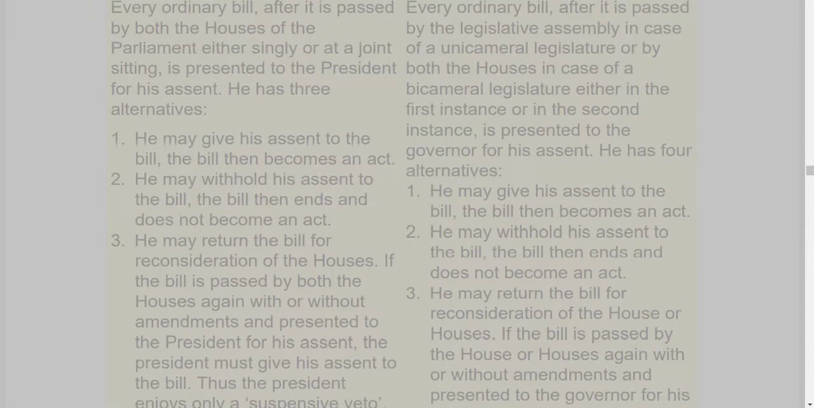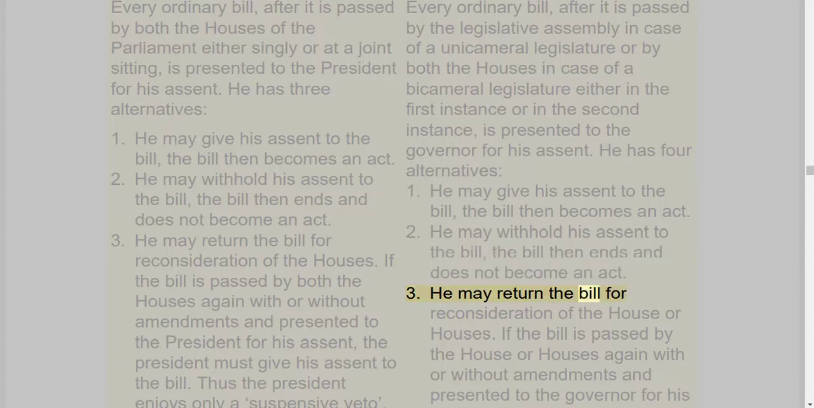Every ordinary bill, after it is passed by the Legislative Assembly in case of a unicameral legislature, or by both the houses in case of a bicameral legislature, either in the first instance or in the second instance, is presented to the Governor for his assent. He has four alternatives. 1. He may give his assent to the bill, then it becomes an act. 2. He may withhold his assent to the bill, then it ends and does not become an act.